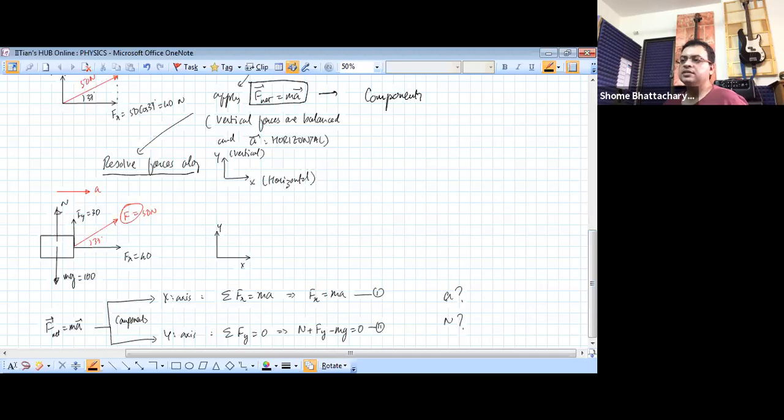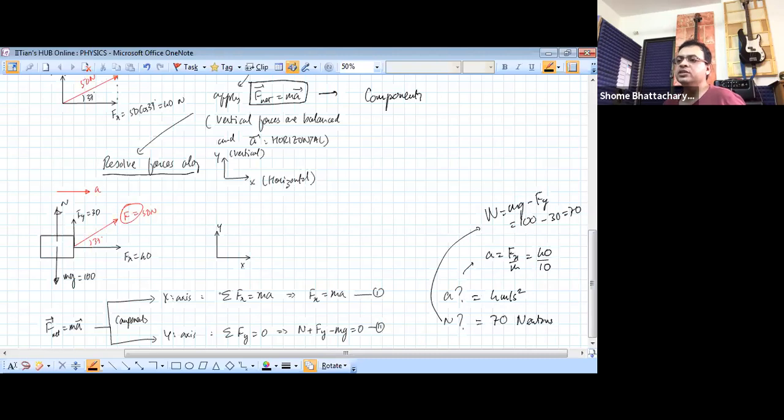Okay, so how much will the acceleration come as now? 40 newtons divided by 10 kg, so the acceleration will come as 4 meters per second square. Correct? And how much will the normal reaction come as? Normal reaction will become mg minus the y component of the force, so that is 100 newtons minus 30, so 70. This is what I meant by saying that normal reaction self-adjusts.